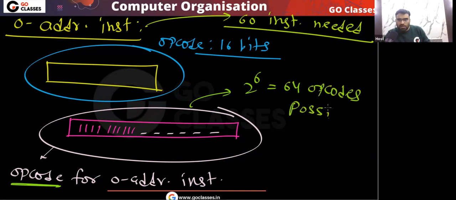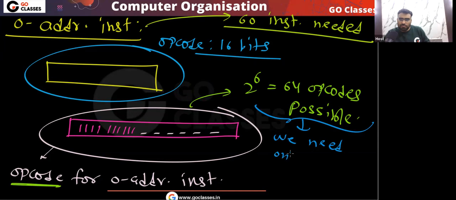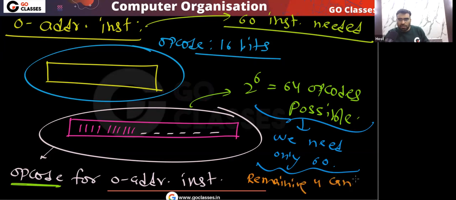64 opcodes are possible, but I need only 60. So what will happen? Very simple. The remaining 4 will be left unused. The remaining 4 can be used in the future.